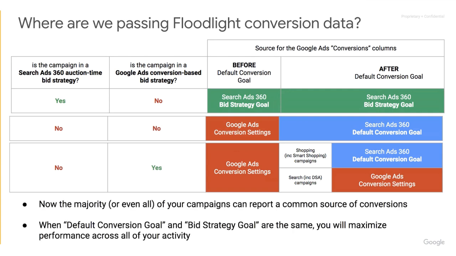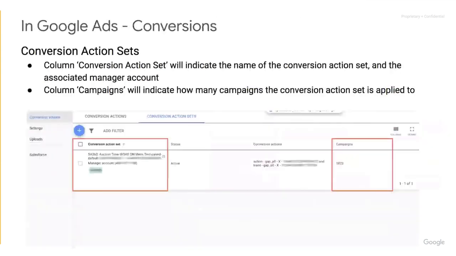And when default conversion goal and bid strategy goal are the same, keep in mind that your performance will be maximized. It's recommended that you keep using default conversion goal as the conversion across most of your bid strategies, unless there's a huge difference in conversion goal or there's a proper business case why you're using a different bid strategy goal altogether. This is something Jose covered as well.